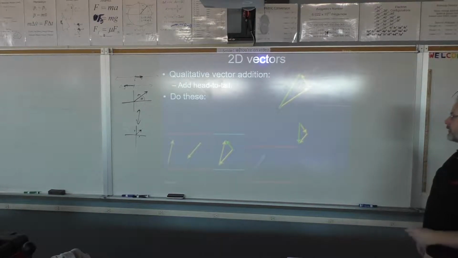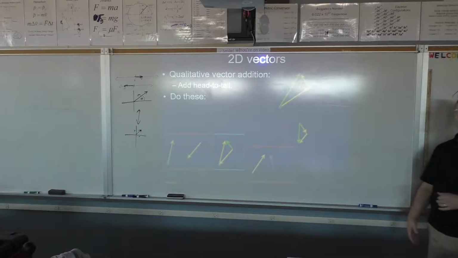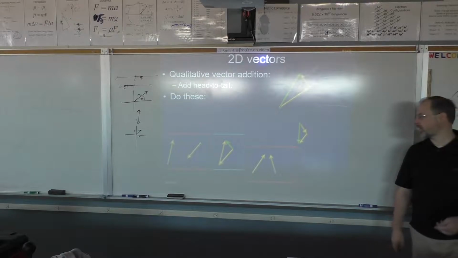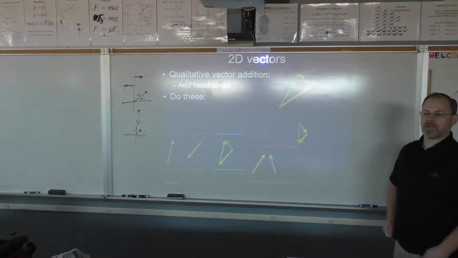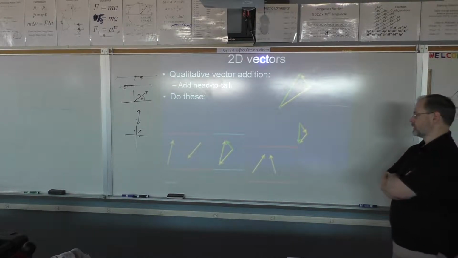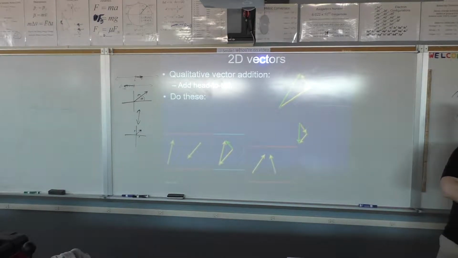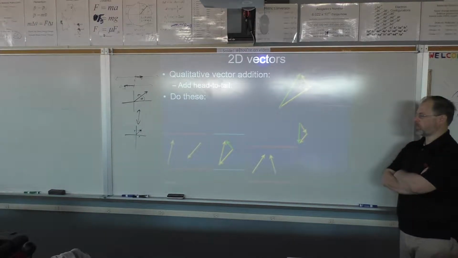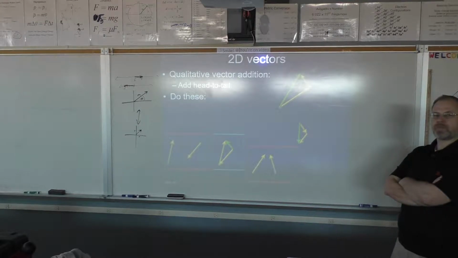So now we've got two vectors pointing in the very Y. One's got a positive X, one's got a negative X. What's the result going to look like? One is very, very big Y with a little bit of positive X, the other one is very positive Y with a little bit of negative X.